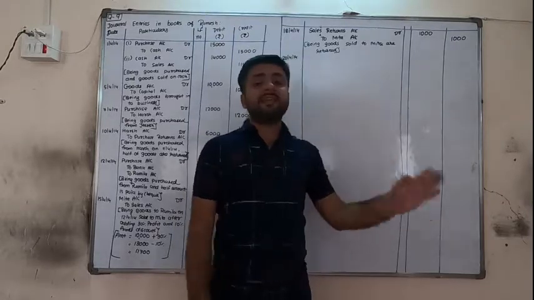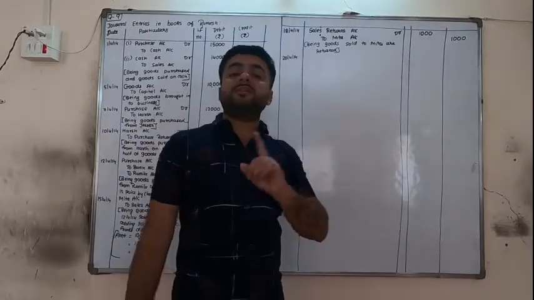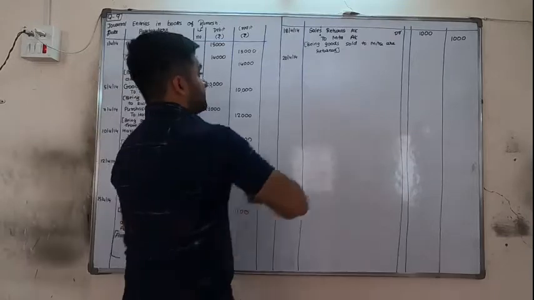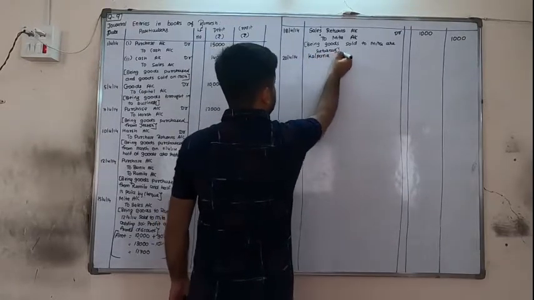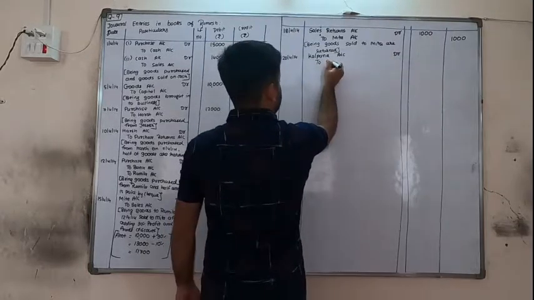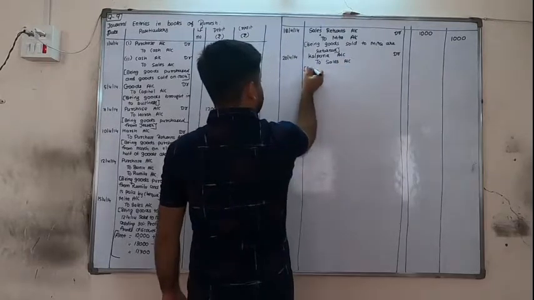Now, we are selling the goods to Kalpana. Goods are going out, sales credit. Kalpana is receiving, no payment is received. So, Kalpana is just receiving the goods. So, Kalpana account debit to sales account. First, writing the narration.